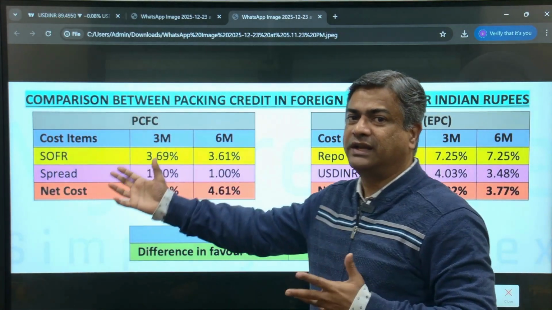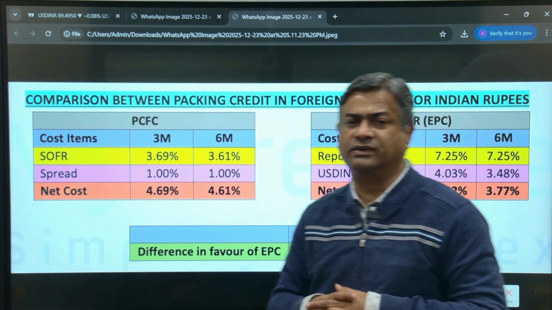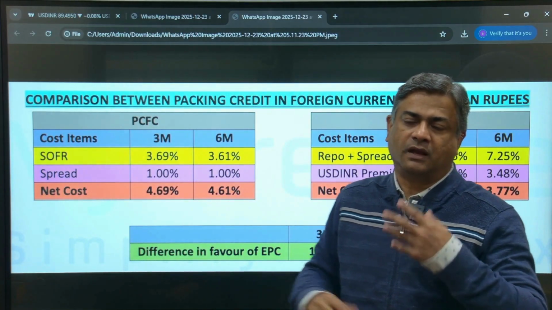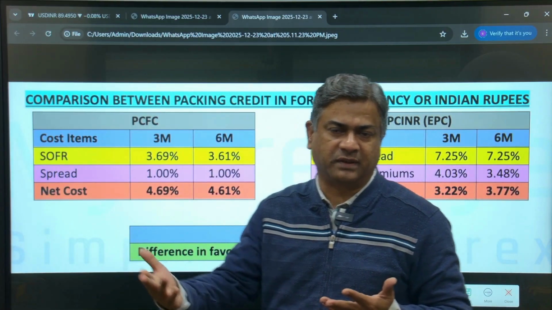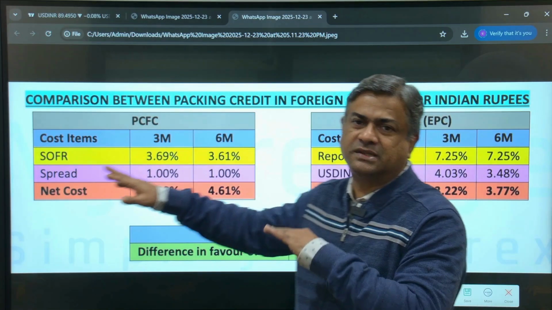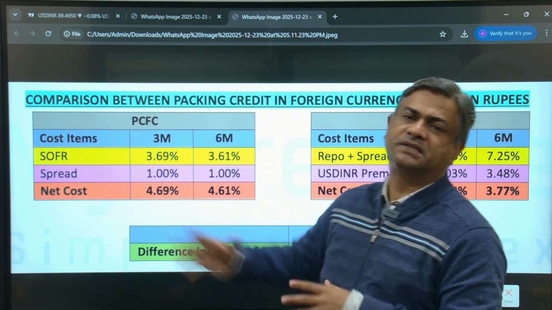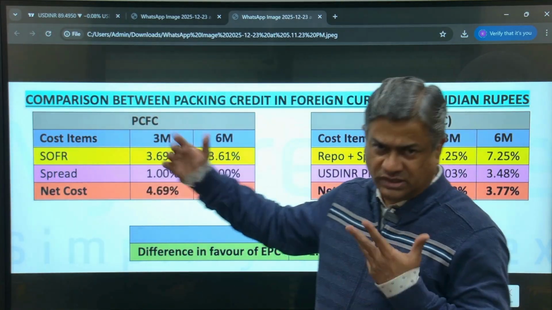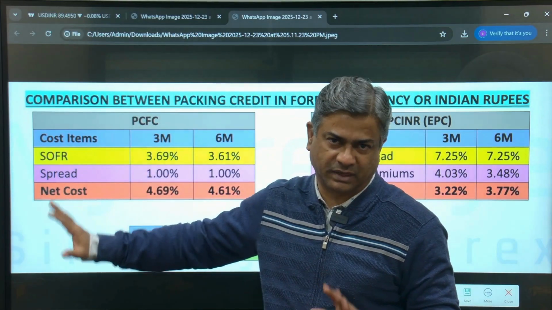If I take packing credit in foreign currency, I have to pay SOFR, the dollar interest rate, plus probably around 1% spread. Good credit rating companies will get spreads around, let's take 65-75 basis points, which is 0.65, 0.75, and most of the MSMEs will get around 1.25, 1.5, medium scale companies getting around 1. So PCFC cost depending on the spread that you get will be around 4.6, 4.7% per annum.